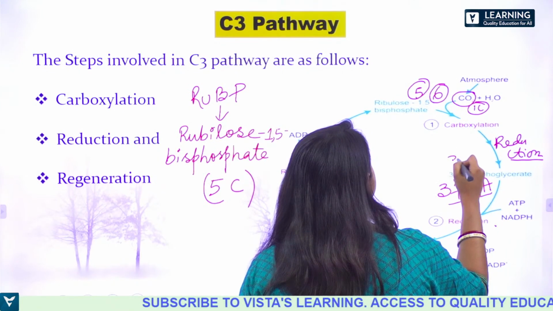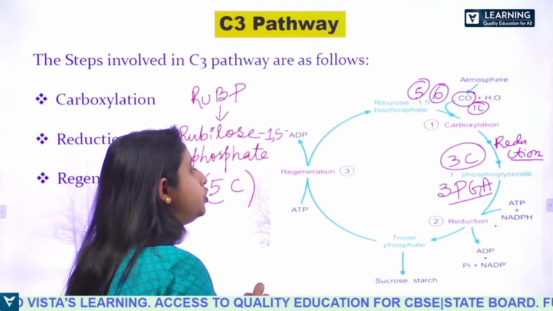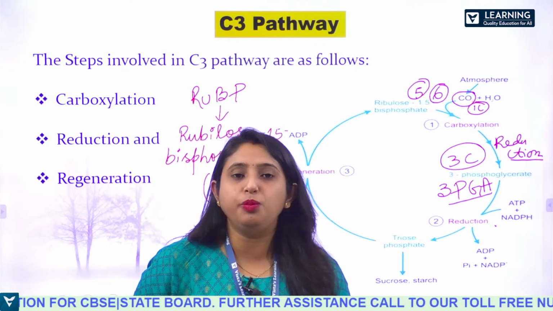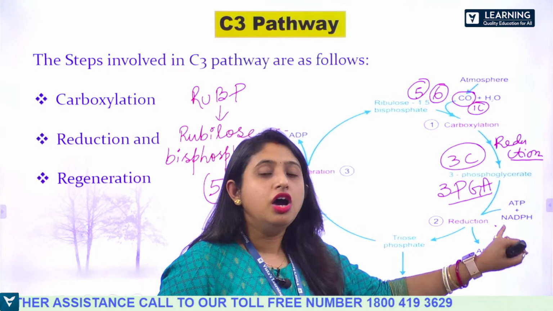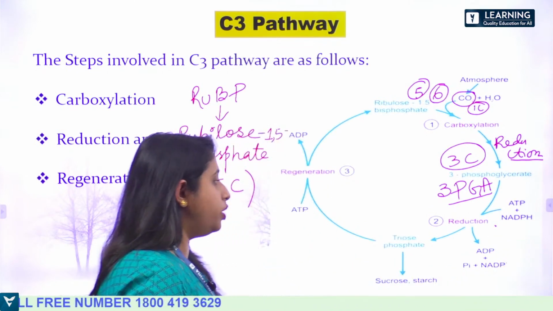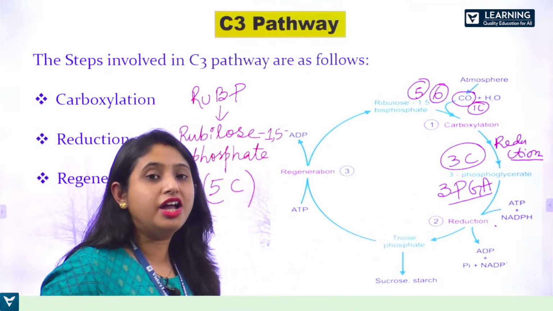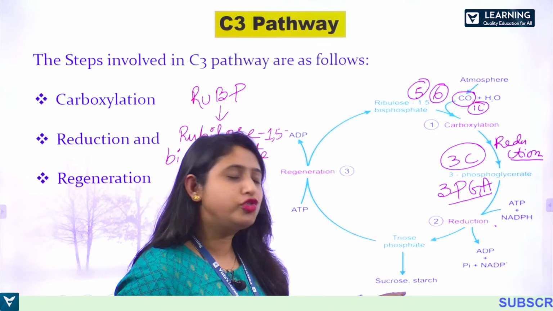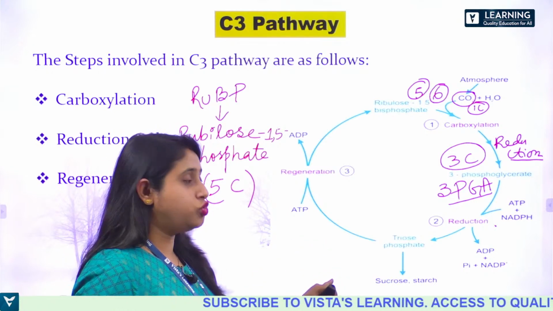In that process what? 2 ATP and 2 NADPH are required. Okay, 2 energy molecules are required for the reduction process. Now again, after reduction, it will form glyceraldehyde 3-phosphate. It is written here as triose phosphate, but it forms glyceraldehyde 3-phosphate.